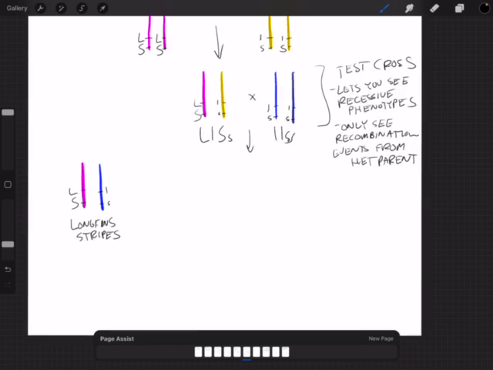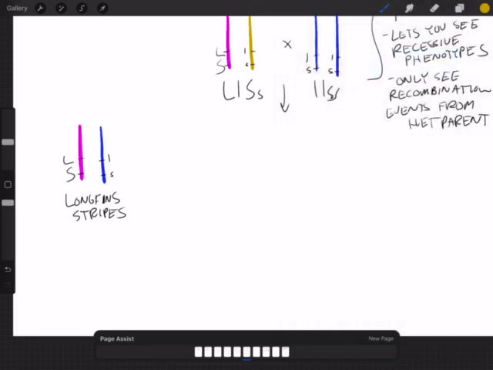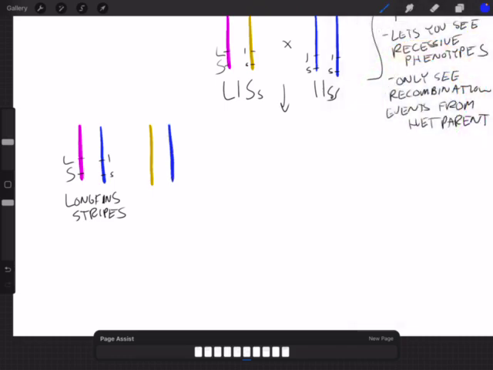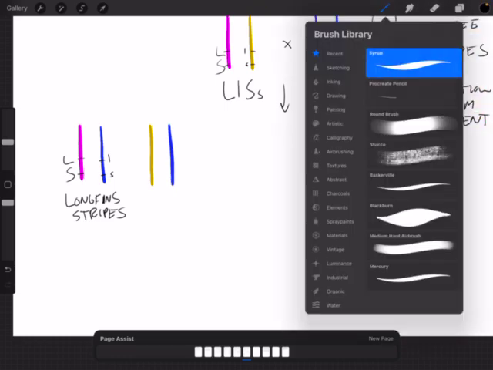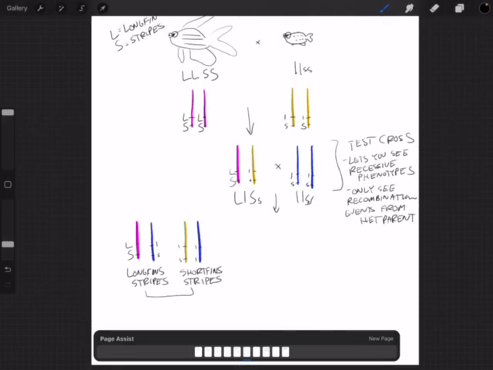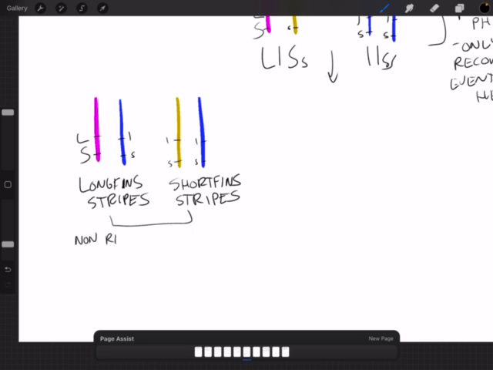We could have a chromosome that has no recombination, but you happen to inherit the recessive chromosome and the test cross chromosome. So this individual then is homozygous recessive for both of the alleles. This is an individual that has short fins and stripes. So these are the exact same phenotype combinations we had in our original parents up here, right? So these are non-recombinant. Also called the parental dye types.